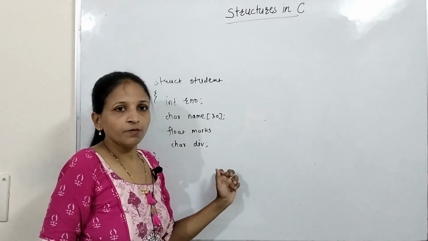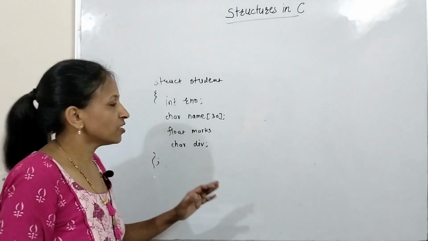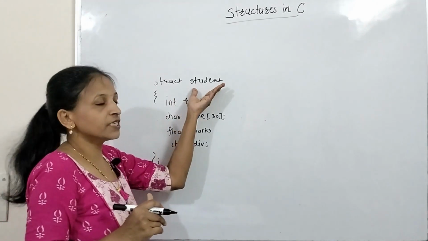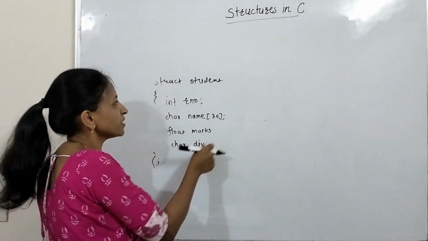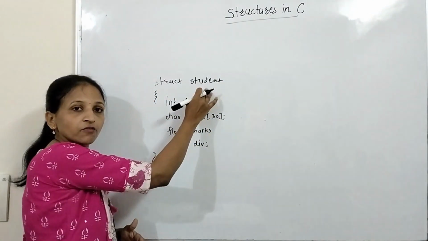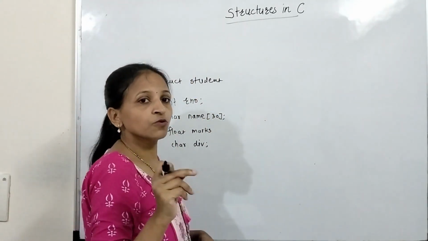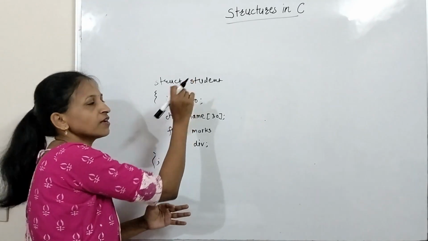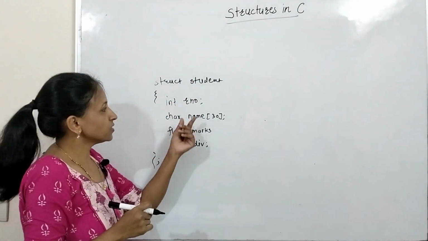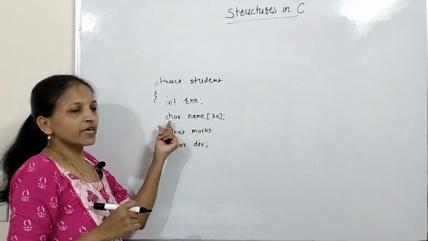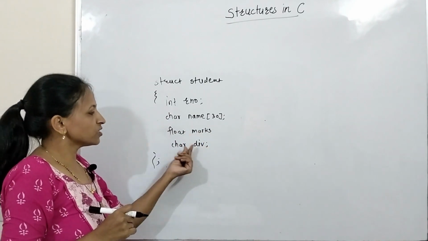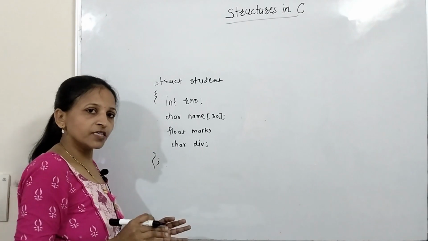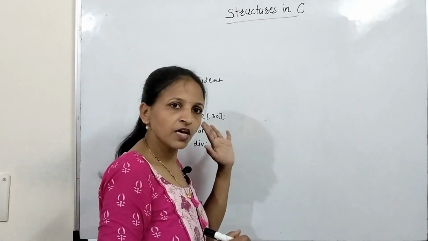Using this concept, we can group together different kinds of data about any entity. Now all this information is about a student. Then we can use this structure concept to group together different kinds of data elements about any individual entity. Means this is of type integer, this is of type character array, this is of type float, this is of type char. No problem will be there. Even you can group together the same type of data with the help of this structure.